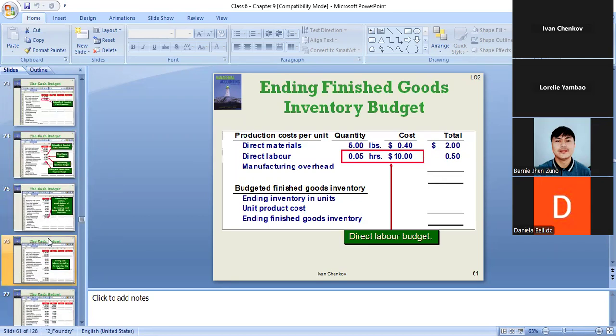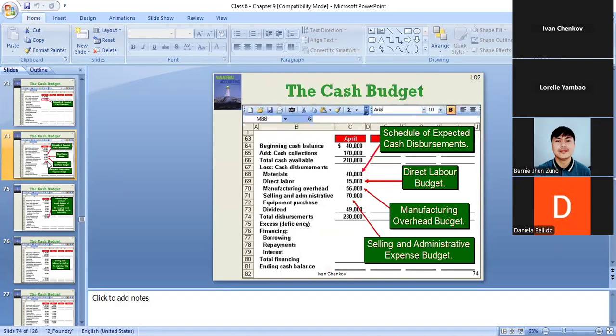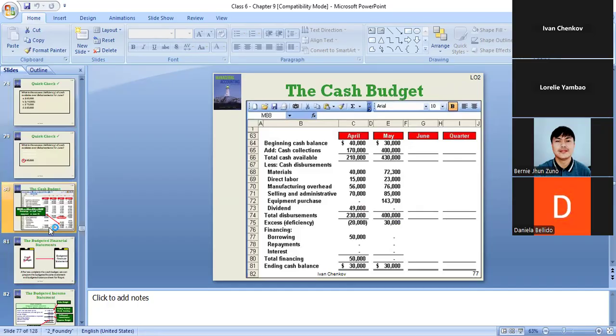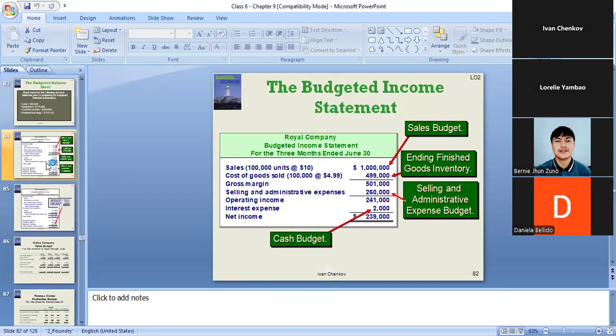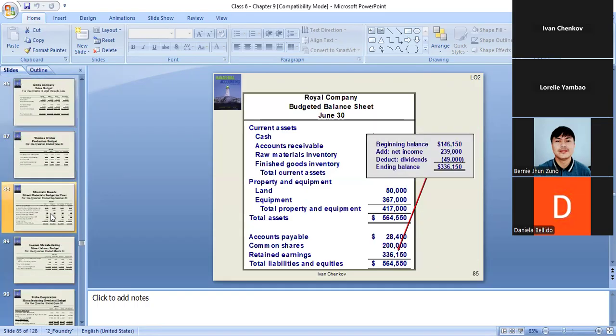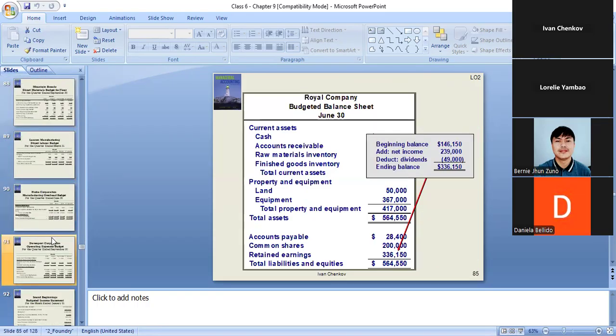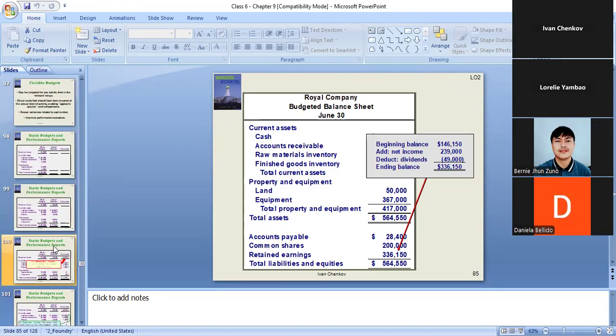After that, we prepared the cash budget. Not cash flow budget, just cash budget. After that, we finished with the income statement and balance sheet. And that's where we left last time, on the balance sheet.